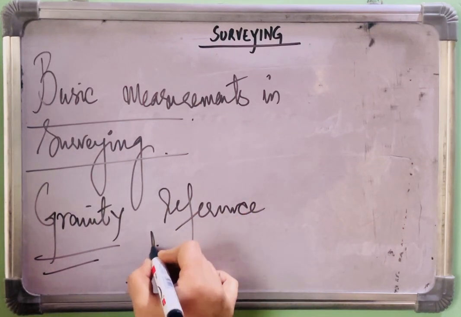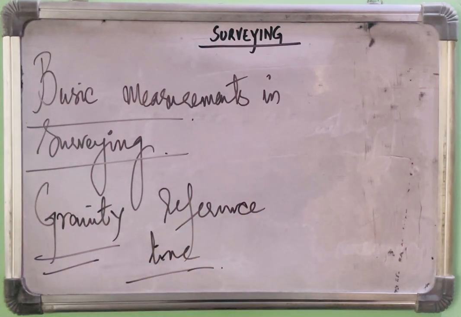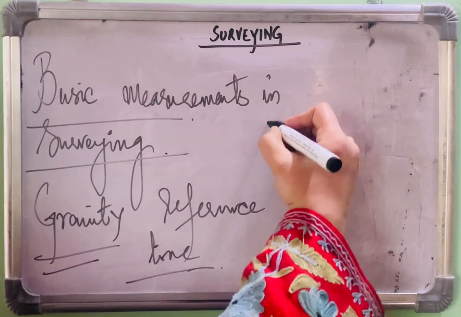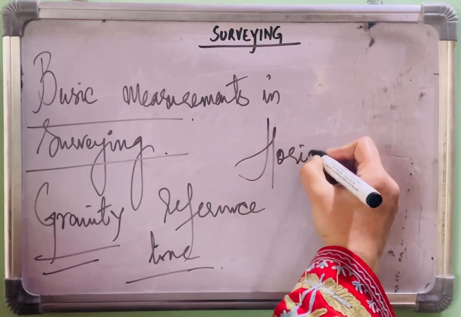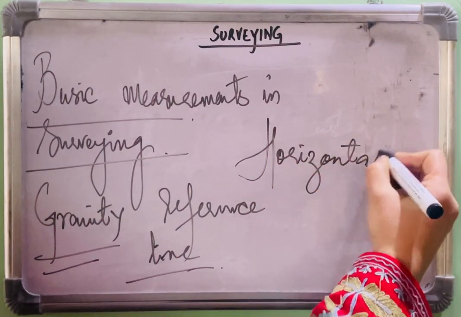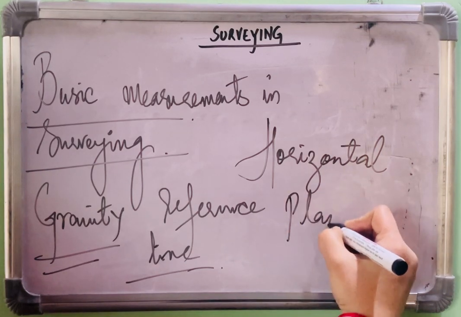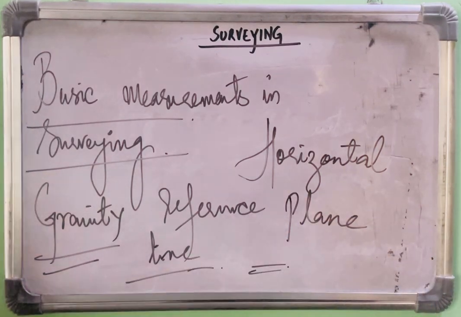And how do we establish the direction of gravity at a point? By suspending a plumb bob freely. This direction is taken as the vertical direction, and the horizontal direction is taken perpendicular to the direction of gravity, and the plane perpendicular to the direction of gravity is the horizontal plane.